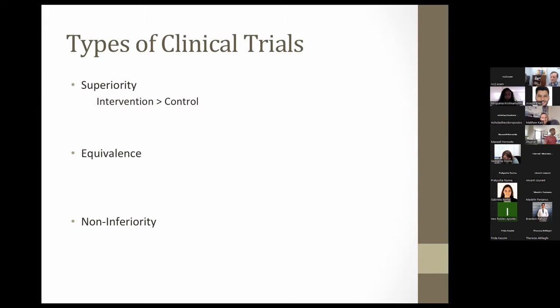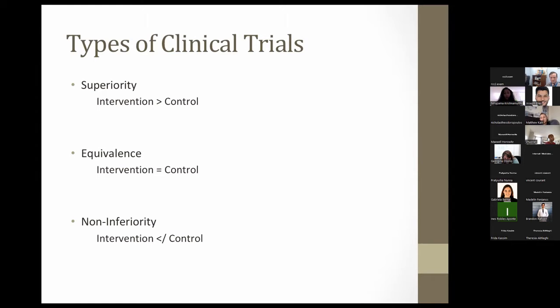In an equivalence trial, you want to prove that the intervention has a similar efficacy to the control. And most often this control is a standard of care. And then a non-inferiority trial, although it seems intuitively that it should be similar to an equivalence trial, is slightly different in the sense that you want to prove that the intervention is no worse than the control.